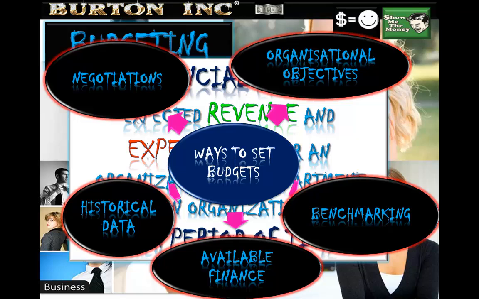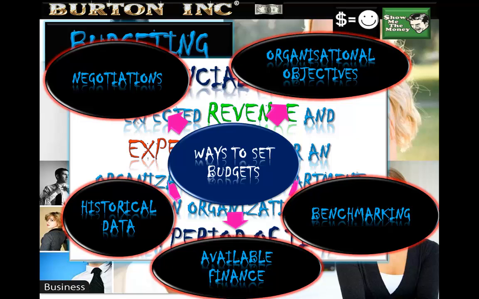Second in importance, probably, organisational objectives. This should always be in the background, driving what is going on in other parts of the business, including budget setting. So if a business is planning external growth, then budgets are going to need to be raised accordingly, since the marketing and production budgets will need to be set at a significantly higher level.